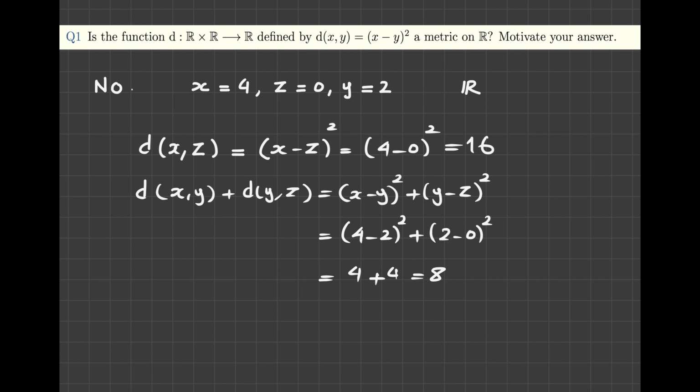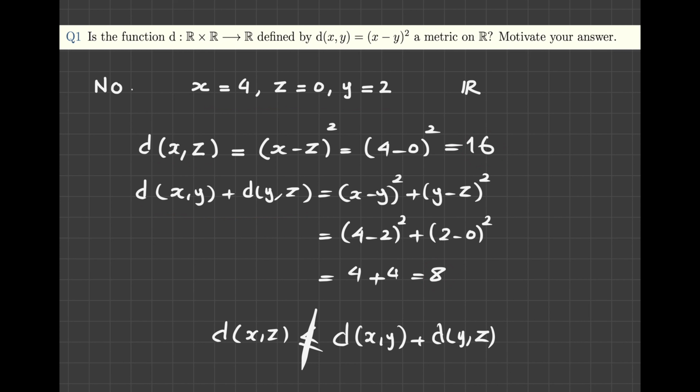So you see that this expression is equal to 8 for these choices, but d(x, z) is 16. So d(x, z) is not less than or equal to d(x, y) plus d(y, z). This one single example shows that this d does not satisfy the triangle inequality on R. So this cannot be a metric.